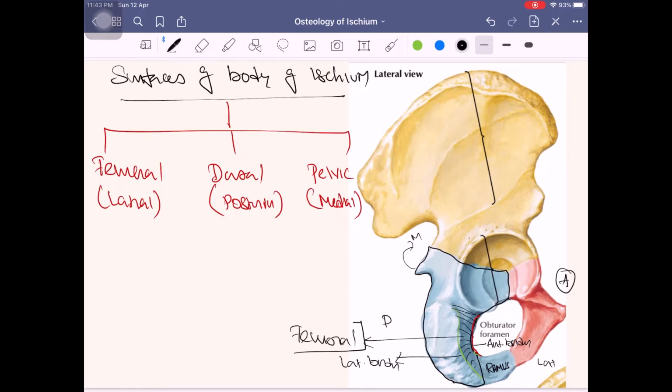Now why do you call this area a femoral surface? Because you see this is the acetabulum into which the head of the femur will sit. So once the head of the femur sits here, the shaft will be coming in contact with this part of the bone. That is why you can call this area a femoral surface. So that's the femoral surface between the anterior and the lateral border.